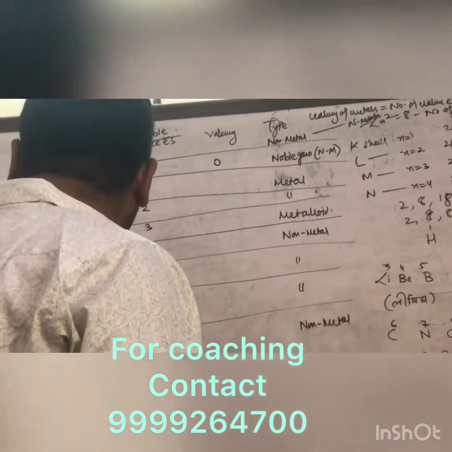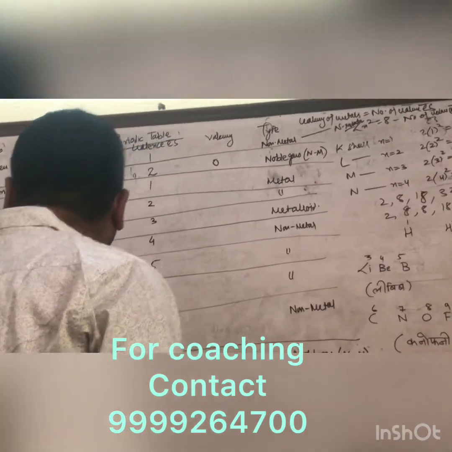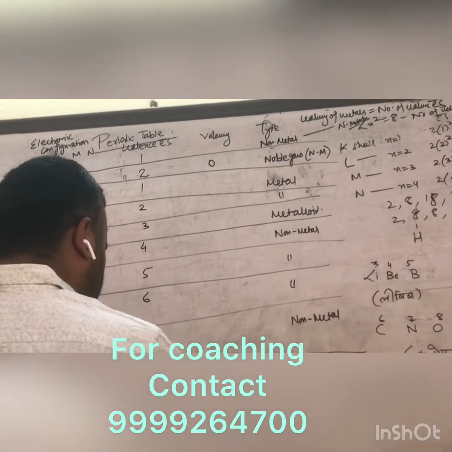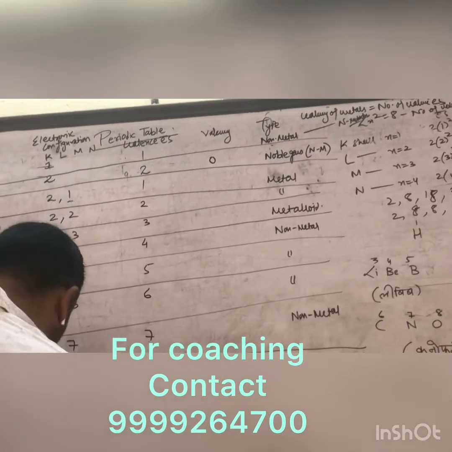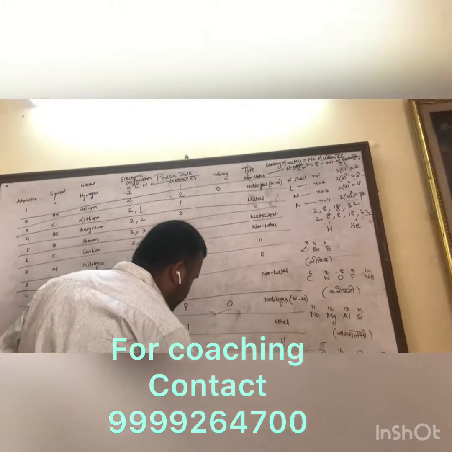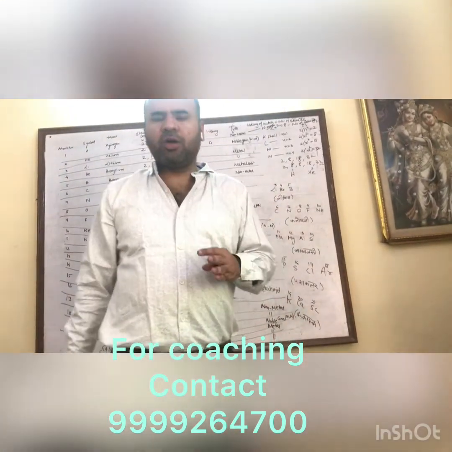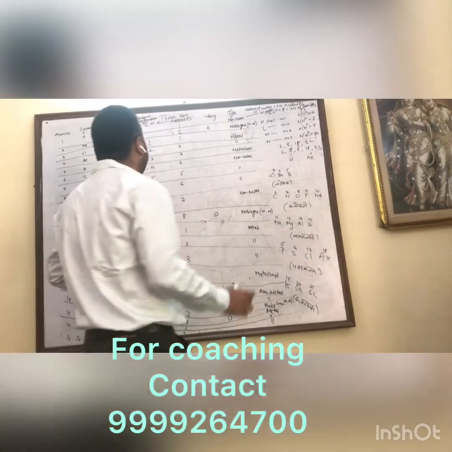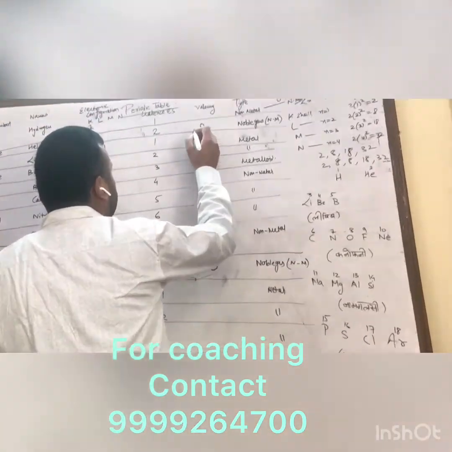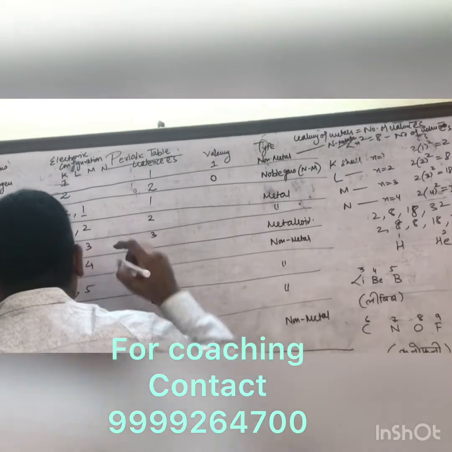For you, it is easy to memorize that the valency of helium is 0, the valency of neon is 0, and the valency of argon is 0, because they are in an ideal state. They need not lose or gain any electron. Now next is hydrogen. Its valency is 1. Why is it 1?